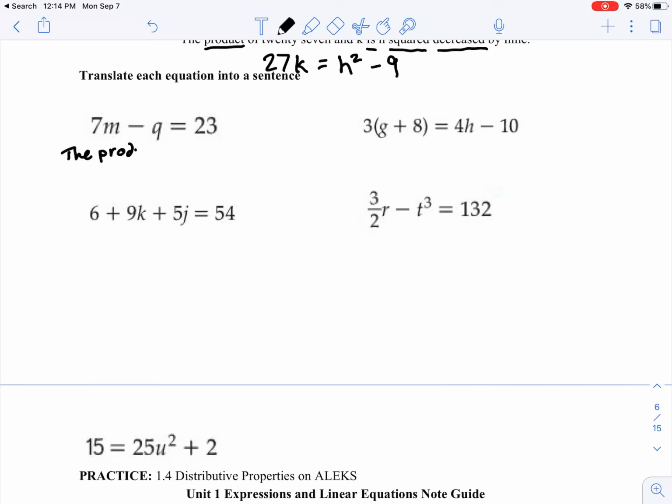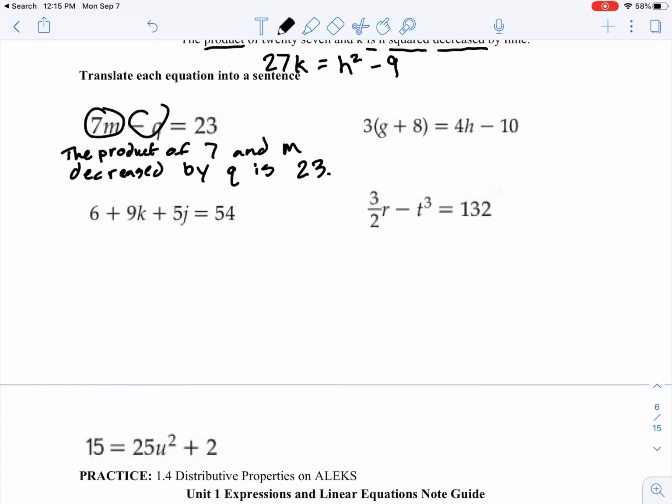The product of 7 and m decreased by q is 23. So I've got my multiplication in there, and I decreased it by q, and we should be good to go.